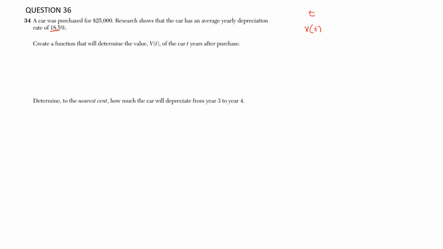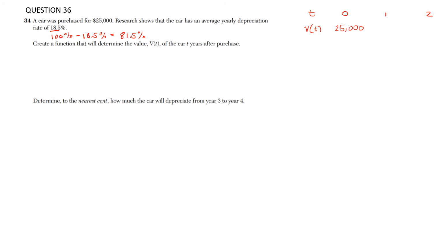We know that in year 0, the value was 25,000, which was the initial. And you have years 1 and 2. So saying that the car has an average yearly depreciation rate of 18.5%, which is the amount it loses that year, is the same as saying the car retains 81.5%, which is derived by doing 100% minus 18.5%, which gives you 81.5%.